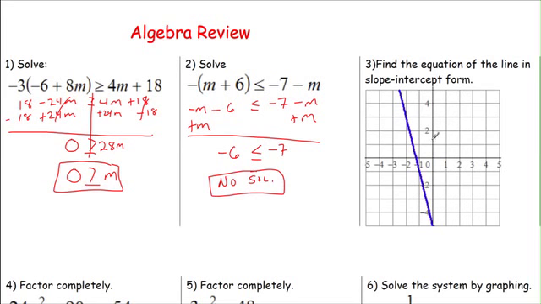Alright, find the equation of the line. So that's y equals mx plus b. m is our slope. We need 2 points. Look, there's one. Look, there's one. So, up 1, 2, 3, 4, and 1 to the left, so my slope is 4 over -1, which is -4x. My intercept is right here, -5, so y equals -4x minus 5.